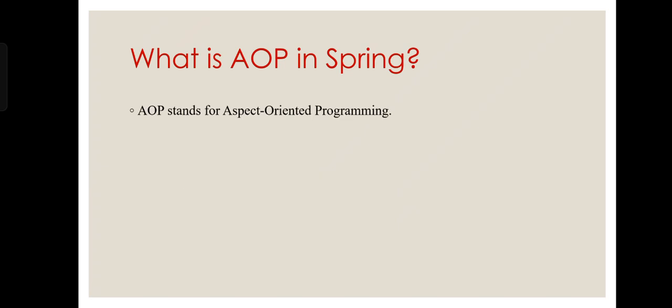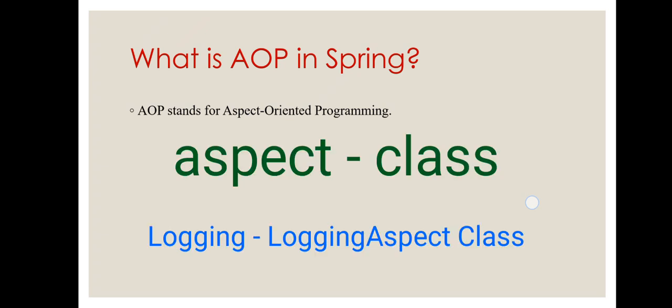AOP stands for Aspect Oriented Programming. What does that mean? In our application, apart from our business logic, we have some extra functionalities like logging, caching, right? So those functionalities we can separate in one aspect. So let's understand more about that.